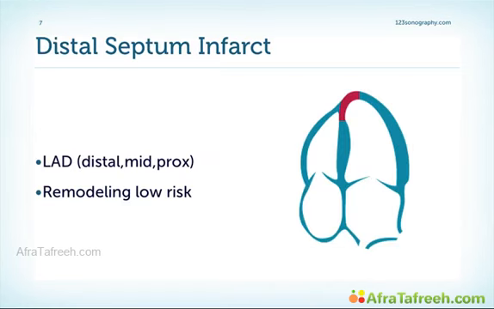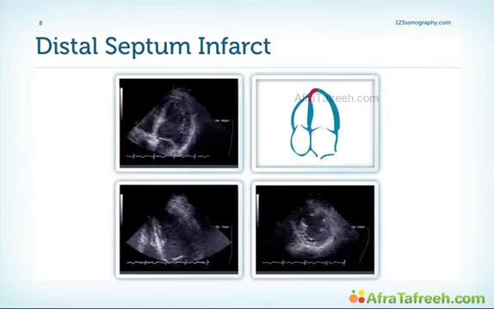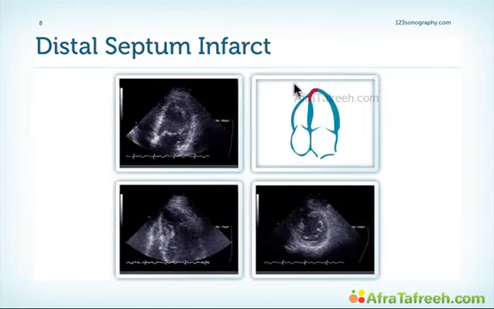The next form of infarct is the distal septal infarct. Here you have the involvement only of the distal septum. Again, the LAD is involved. Again, it can be the distal, the mid, or the proximal LAD. And similar to the example I showed you before, the risk of remodeling is also very low because the residual function is still okay.